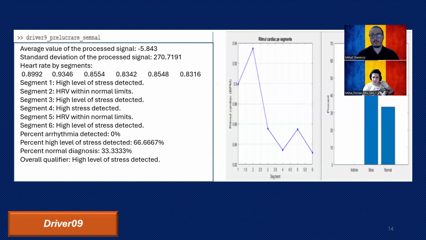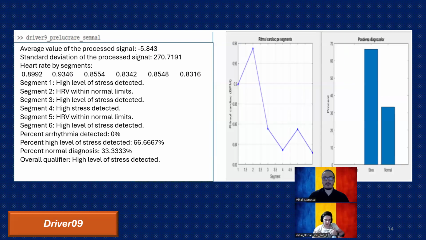We made a driver for the signal processing, and we calculated for each segment. It shows for segment 1 a high level of stress detected, segment 2 HRV within normal limits, followed by high stress detected, and it is followed by an overall qualifier in the end, which shows a high level of stress detected, which is calculated with our algorithm.